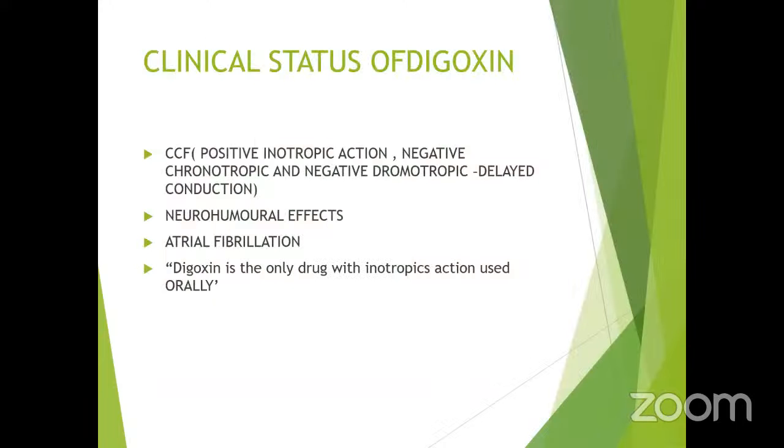Now, what is the clinical status of digoxin? It is used both in CCF and atrial fibrillation. Why in CCF? Because of positive inotropic action, sodium potassium ATPase inhibition, and negative chronotropic and negative dromotropic effects. So delayed conduction, decrease in heart rate; only force of contraction is increased. Because of this we are using it, and also for neurohumoral effects. It has a diuretic effect also. So for that reason we are using this digoxin.